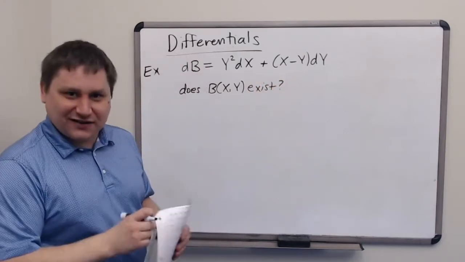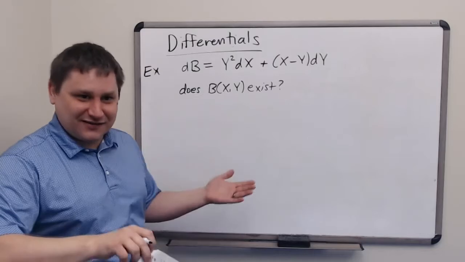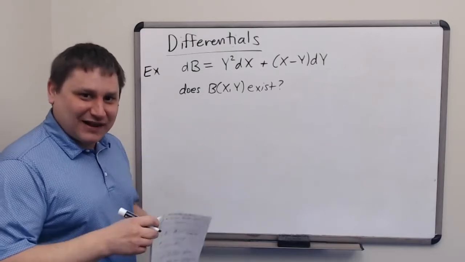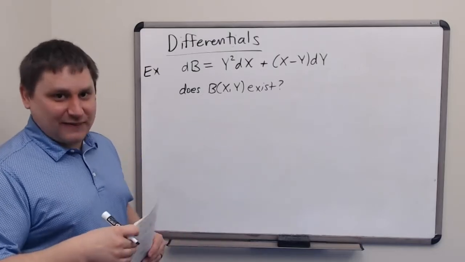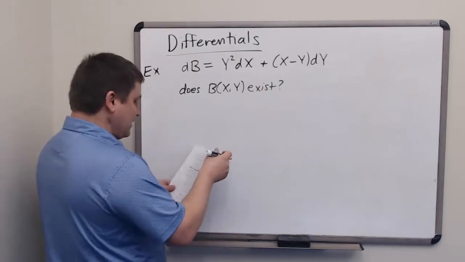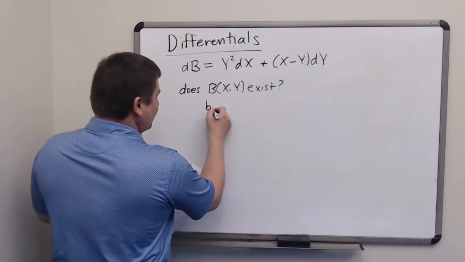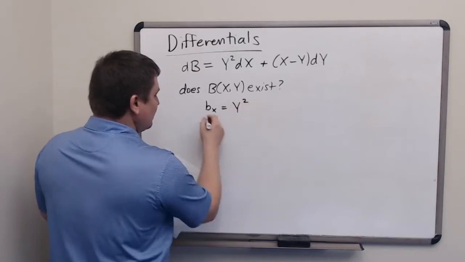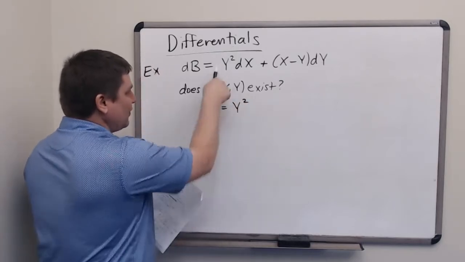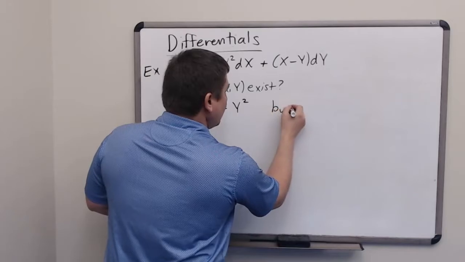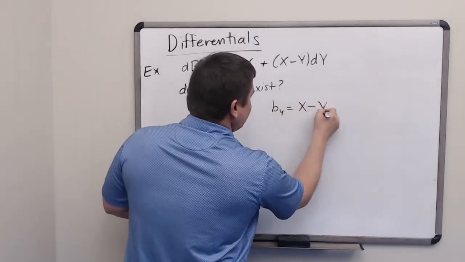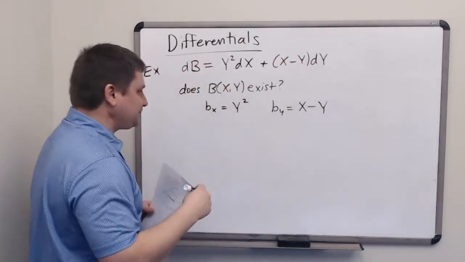Our intuition here is like, of course the function exists. How could it not exist? But let's go through the actual logical mathematics and see what happens. First, we'll identify the b_x, lowercase b with an x subscript, is y squared. And the b_y is this term here, x minus y.